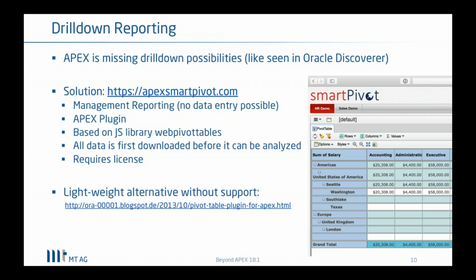But right now, there is no solution within Apex to actually get that done. Somebody from the community called Christian Rokita has built, based on a JavaScript library, the Apex Smart Pivot solution that makes this management reporting possible. It loads all the data on your client side, and gives you possibilities similar to Oracle Discoverer. So have a look at this website. There's a demo on there, and you can actually drill down. And there are some clients that actually need that.